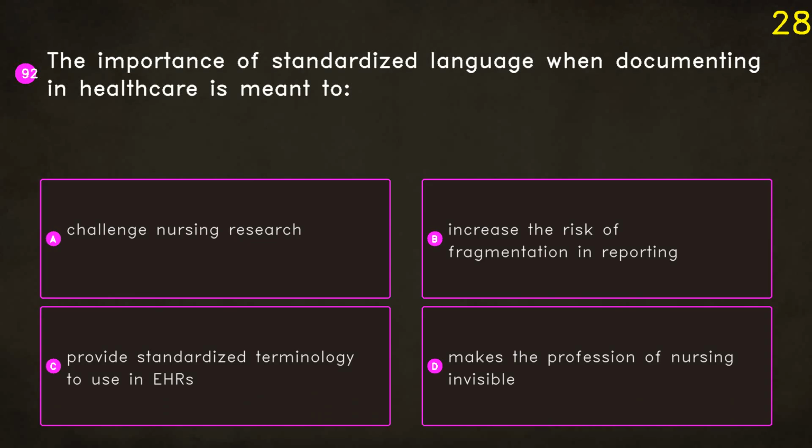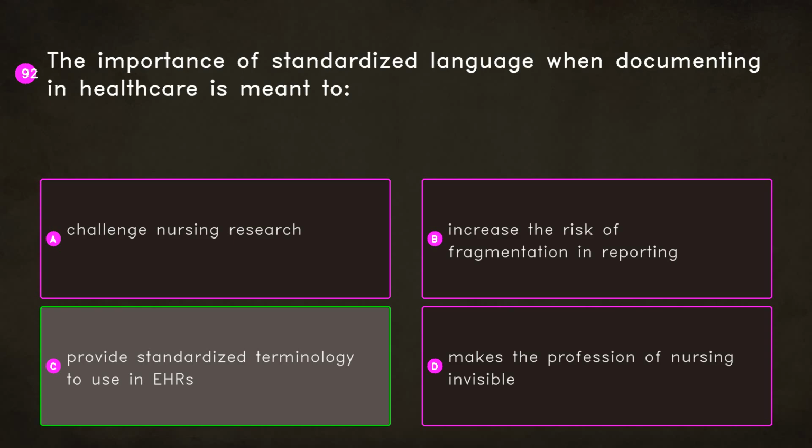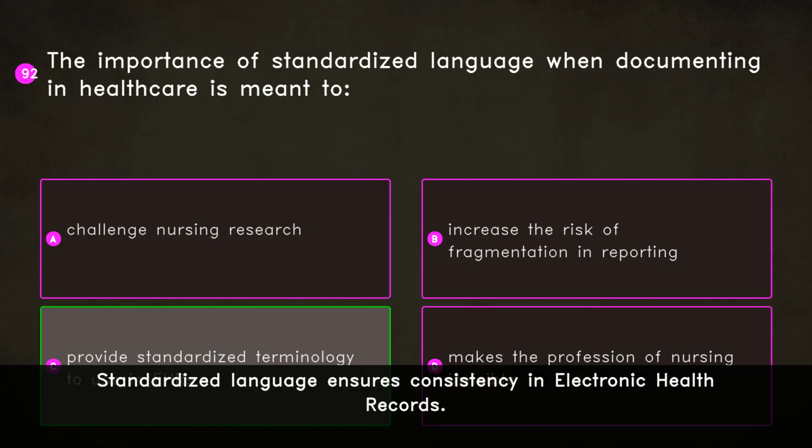Question 92. The importance of standardized language when documenting in healthcare is meant to A. Challenge nursing research. B. Increase the risk of fragmentation in reporting. C. Provide standardized terminology to use in errors. D. Makes the profession of nursing invisible. The correct answer is provide standardized terminology to use in errors. Standardized language ensures consistency in electronic health records.